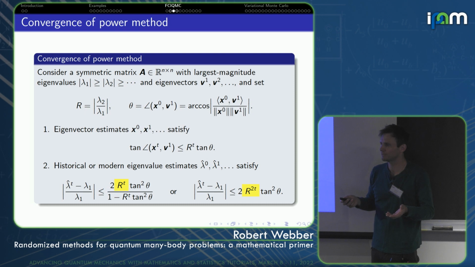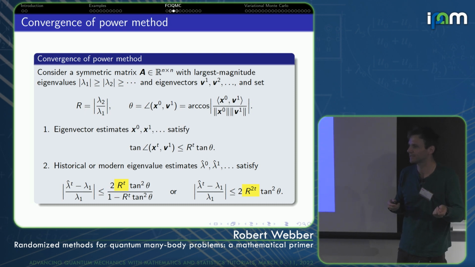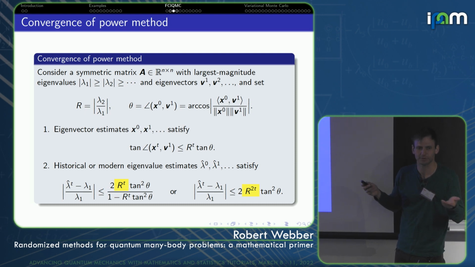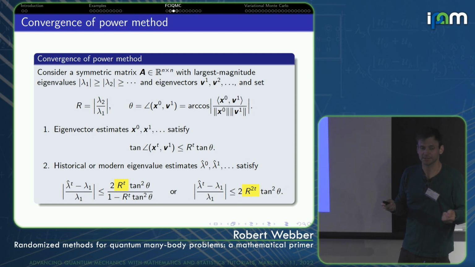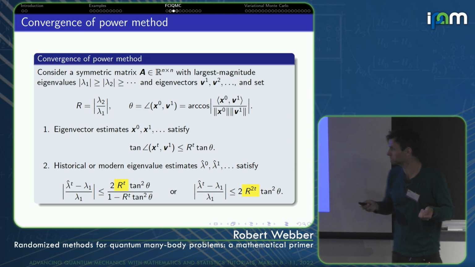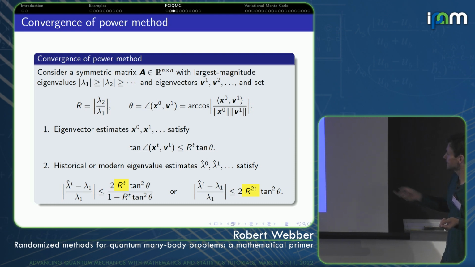And why am I telling you about some weird historical eigenvalue estimator? Well, it's the one that's going to be used in FCIQMC. So just to be clear, some of the oldest methods have been the ones that have been most amenable to randomization. Maybe because they were really simple, maybe. So this is the convergence of the power method.